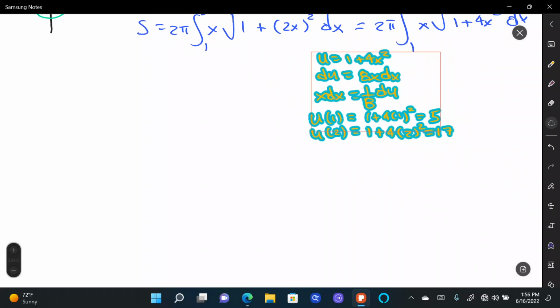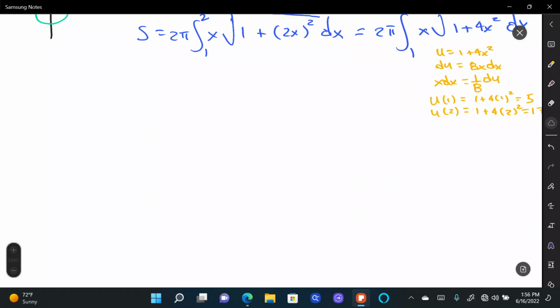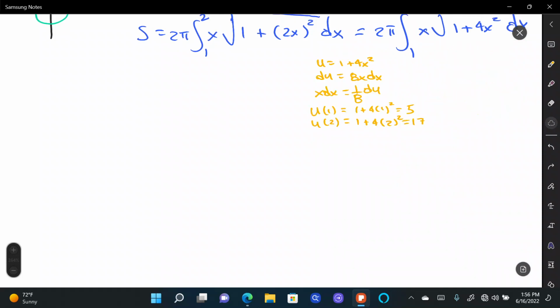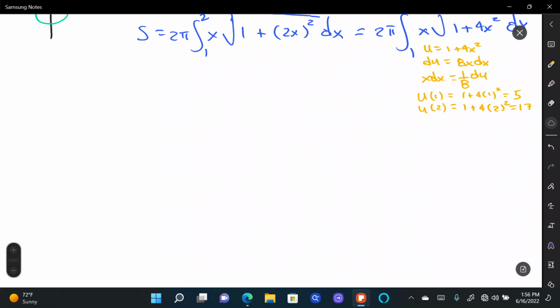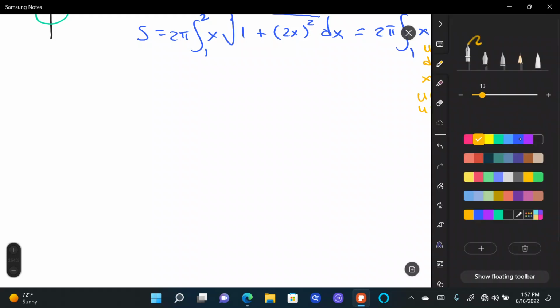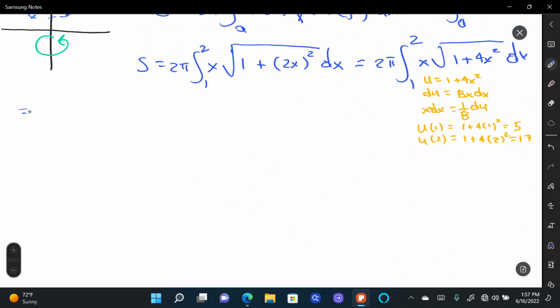Alright, so let me make this a little smaller and put it here. It's too far. Okay, so let me continue over here. I'm going to need a lot of space for the other version of the problem. So doing the u substitution, this is 2 pi, the integral from 5 to 17, and that's the square root of u with respect to u.